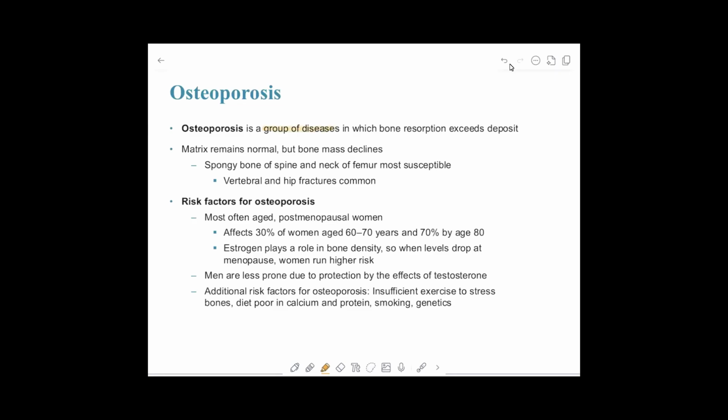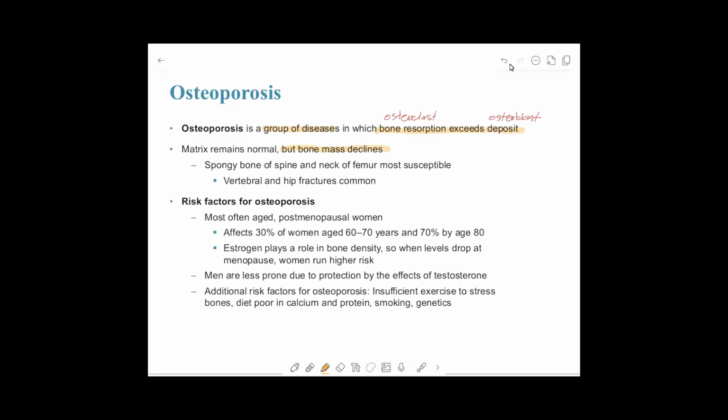One of the most common homeostatic imbalances for the skeletal system is osteoporosis, and it's a group of diseases in which bone resorption exceeds deposit. So here again, we see osteoclast activity, bone resorption, exceeding osteoblast activity, which is bone deposition. The matrix remains normal, but the bone mass declines. So this is one of the reasons they do a bone density test to see what degree of osteoporosis is present.